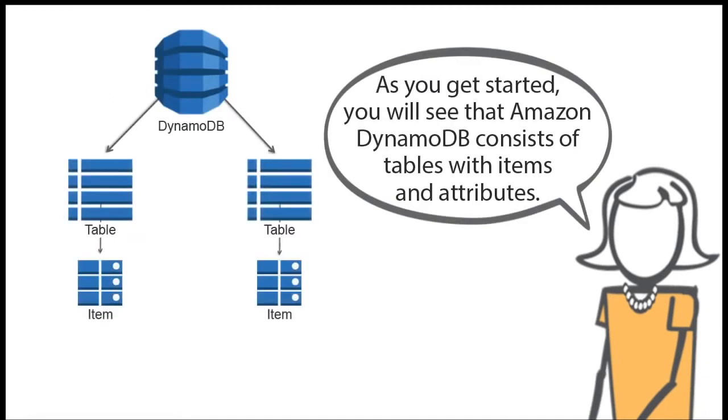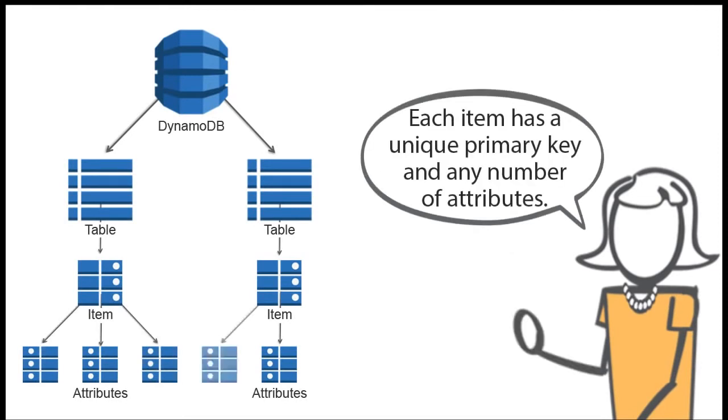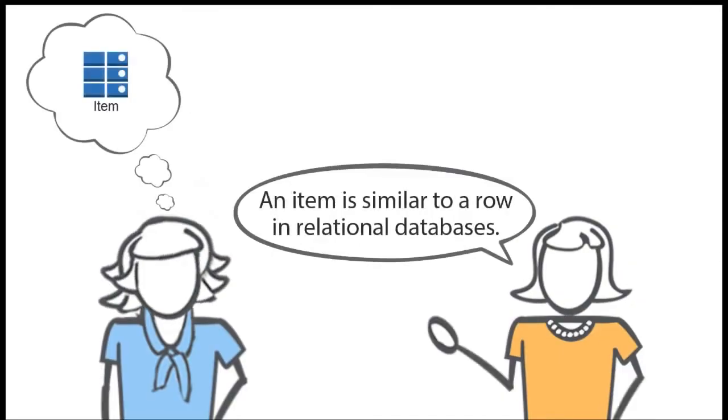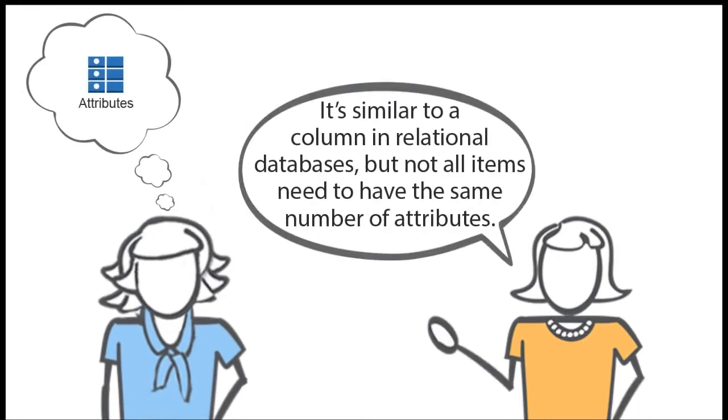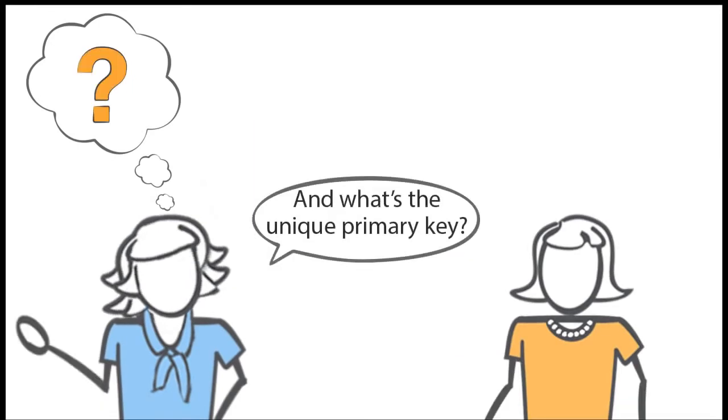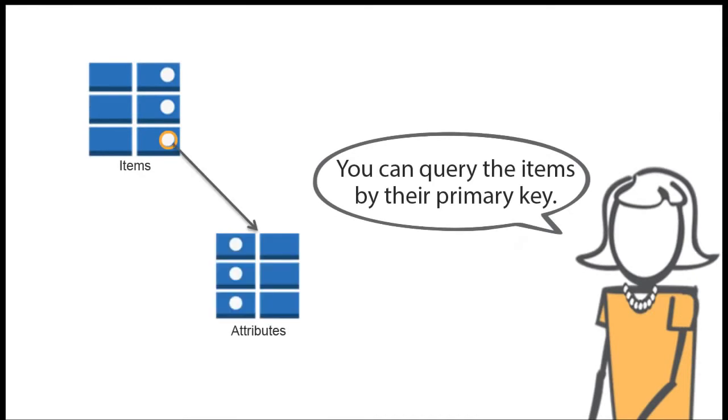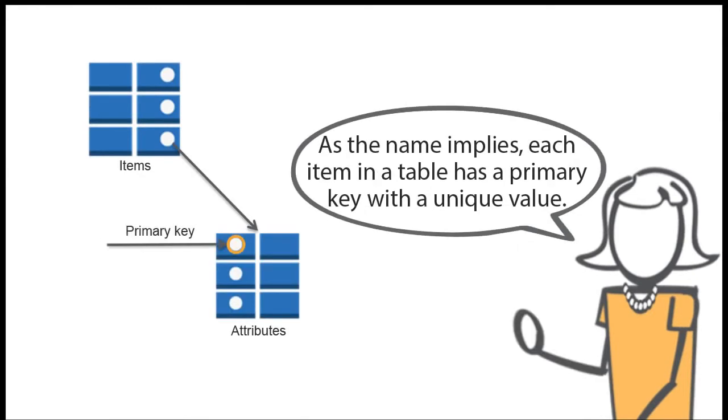you want. As you get started, you'll see that Amazon DynamoDB consists of tables with items and attributes. Each item has a unique primary key and any number of attributes. What's an item? An item is similar to a row in relational databases. And what's an attribute? It's similar to a column in relational databases, but not all items need to have the same number of attributes. And what's the unique primary key? You can query the items by their primary key. As the name implies, each item in a table has a primary key with a unique value.